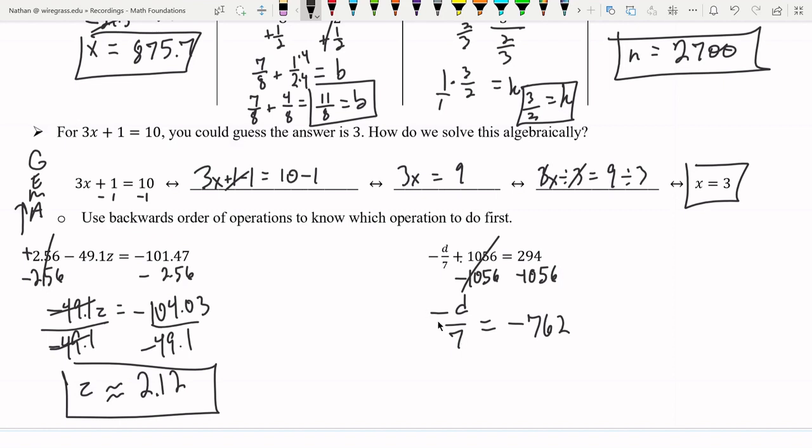To get d by itself, I have a division here. So I'm going to need to multiply. And I'm going to multiply by negative 7. Since I can move this negative down here, right? It'd be negative 7. If I multiply by negative 7, those will end up canceling each other out and leaving me with just d by itself, which is what we want. So I need to multiply by negative 7 here, and I get 5,334.